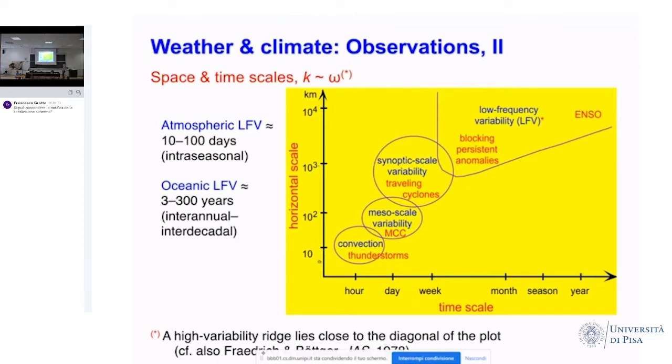What's very interesting is that these phenomena are organized essentially along a diagonal; most of the energy is close to this diagonal. Here you have convection of thunderstorms, that's like tornadoes. This is what is called mesoscale variability, mesoscale cloud complexes. So this is days and hundreds of kilometers, and then what's called synoptic scale.